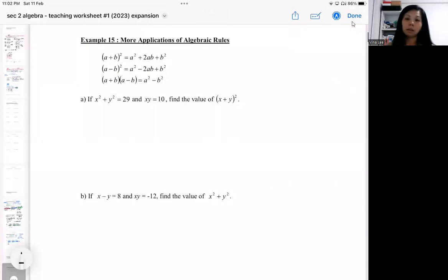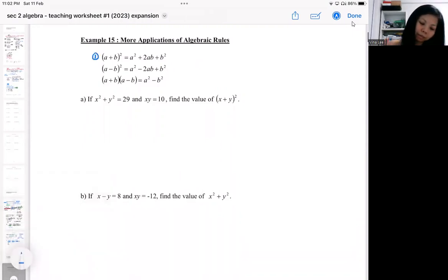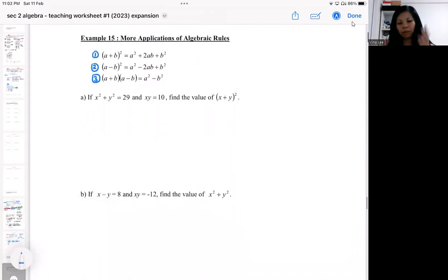Okay, this is the difficult application. The same three formulas are here. O-level will give this kind of question here and there. So you are supposed to be using the formula to calculate certain values. So for example, here they are asking you for this.